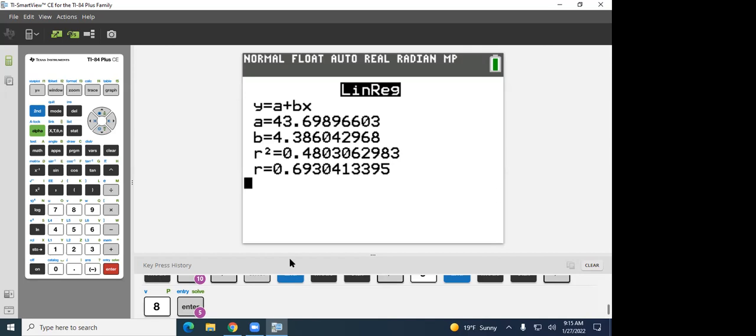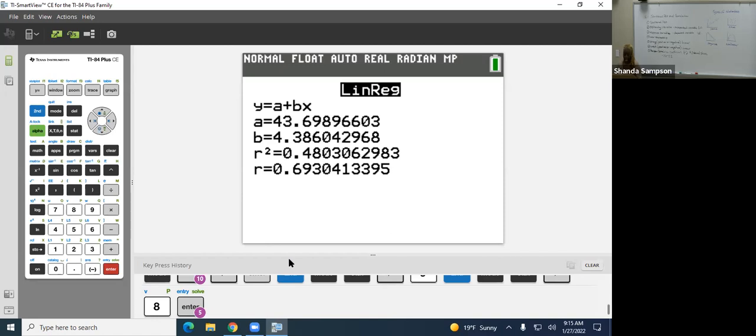All right, so 0.693. In the next section, we'll talk about R squared. That'll be in this next section, 12.2. We'll talk about R squared because we'll use that also. And R squared is one of the things that you'll have a percent. So that's it for figuring out the correlation coefficient.